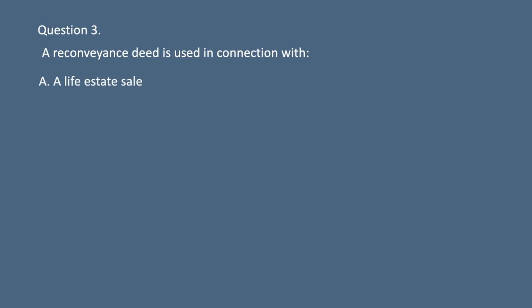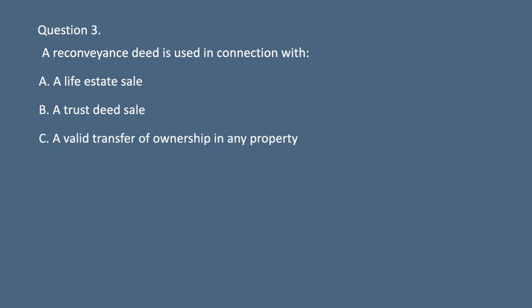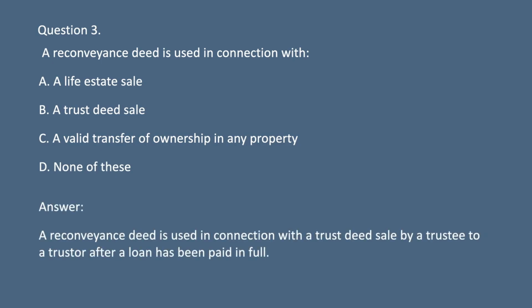Question 3. A reconveyance deed is used in connection with: A. A life estate sale. B. A trust deed sale. C. A valid transfer of ownership in any property. D. None of these. Answer: B. A reconveyance deed is used in connection with a trust deed sale by a trustee to a trustor after a loan has been paid in full.